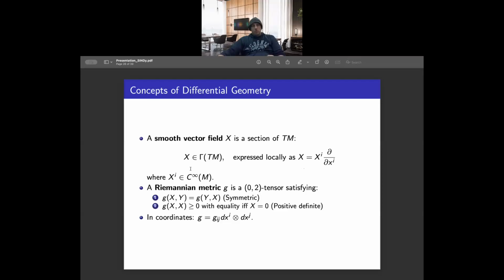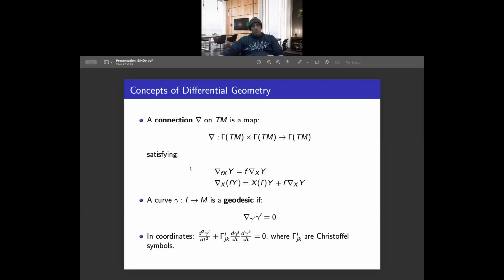And then we define the connection, and this connection is how we take the derivatives of the vector fields on those Riemannian manifolds. And this is how we define that mapping as well. And then we have these properties for that connection.